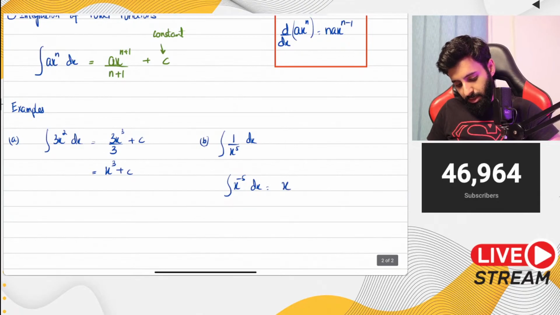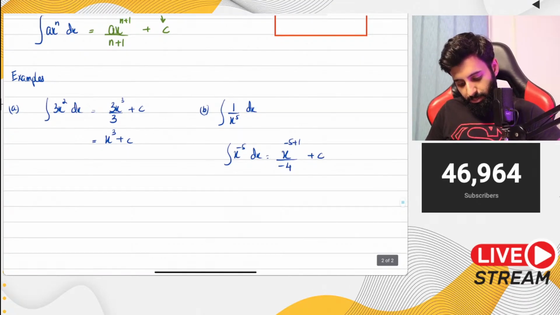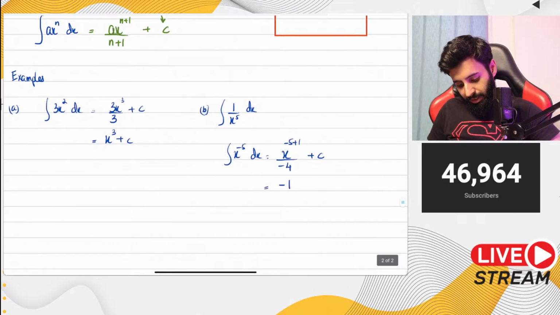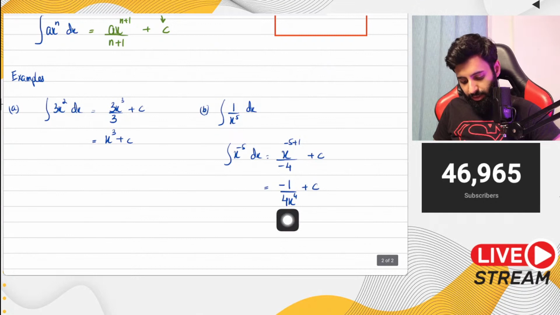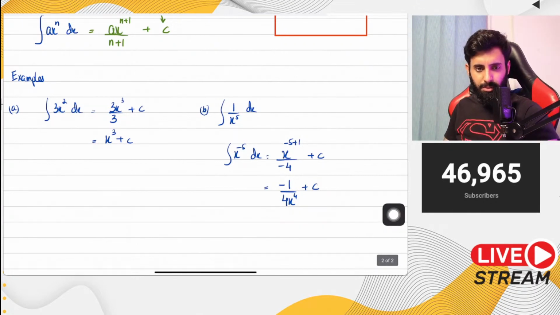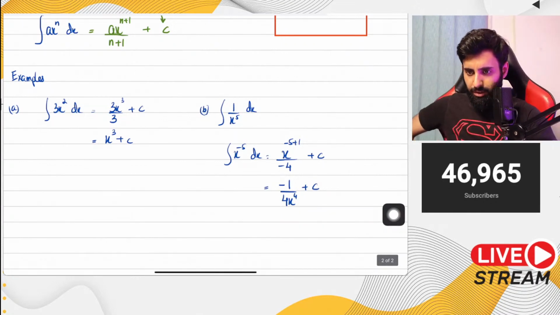So this becomes x to the power of minus 5 plus 1 divided by minus 5 plus 1, which is going to be minus 4, and then plus c. So you can write it like this: minus 1 upon 4 x to the power of 4 plus c, if you want. Okay, I will suggest that you write it like this. You make the power positive, because when you have to find out the value of c, this makes it easier.